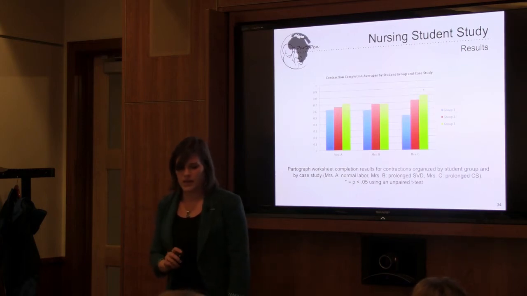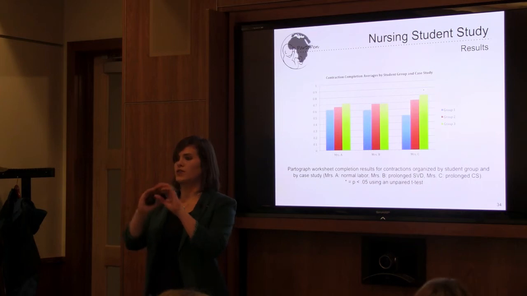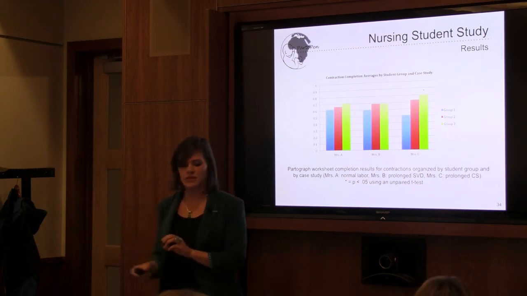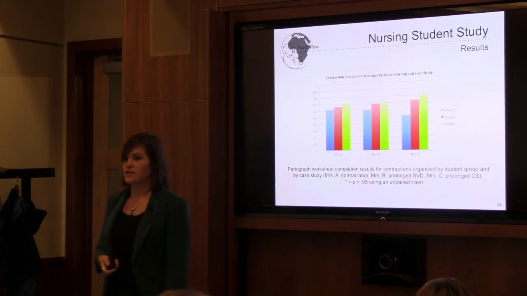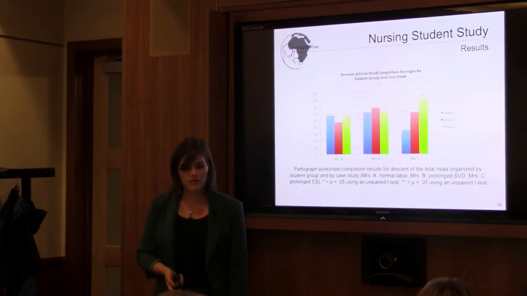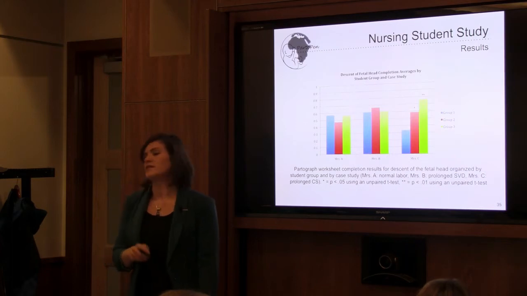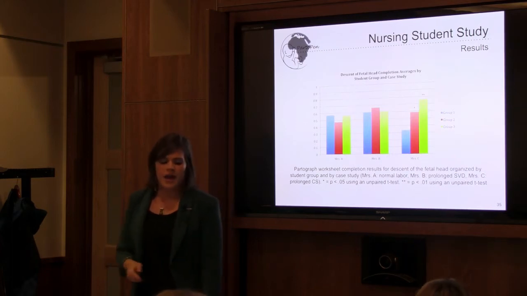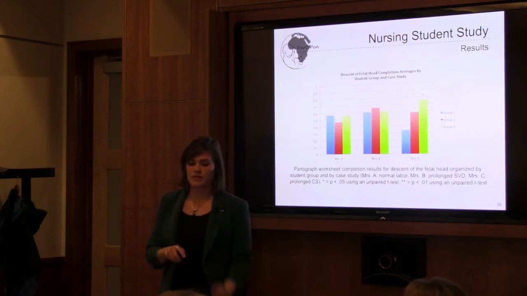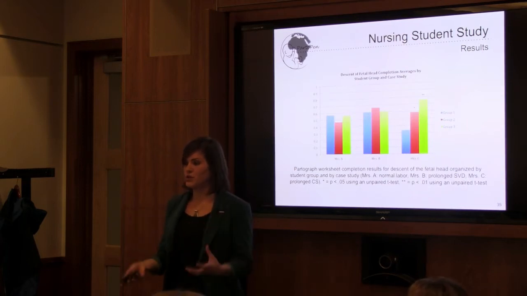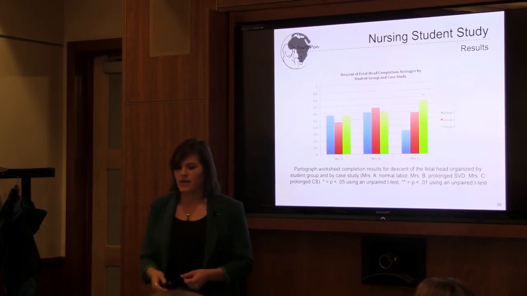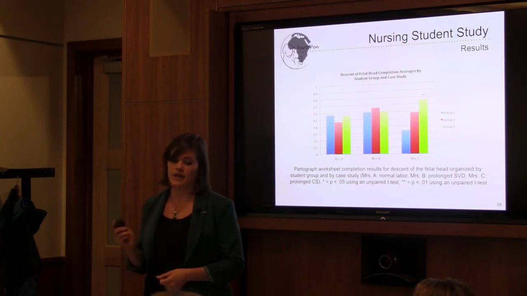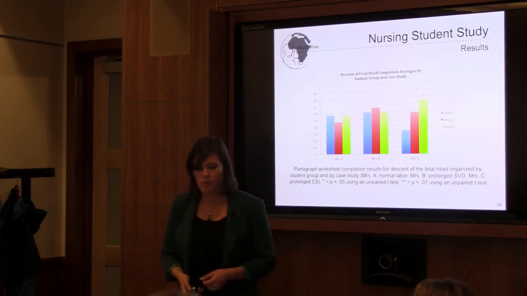So then I looked at the data by case study and also just for contraction completion and just for descent of the fetal head completion. What we see again is that for the most complicated case study, Mrs. C, there was a statistically significant improvement between groups 1 and 3 for contractions. And actually, for descent of the fetal head, we saw statistically significant improvements for both groups 2 and 3. The piece I want to point out here is that group 2 got no training from us on how to actually use the PartoPen. This is pretty encouraging, because you can pick up a PartoPen and not know how to use it and still get a lot of benefit out of using it.